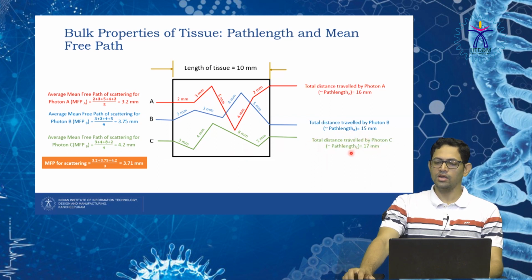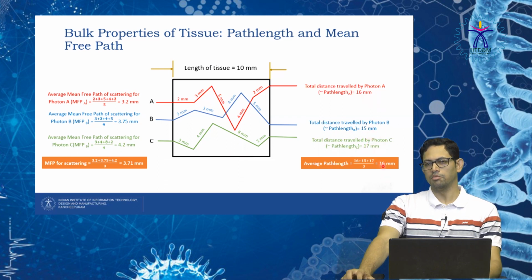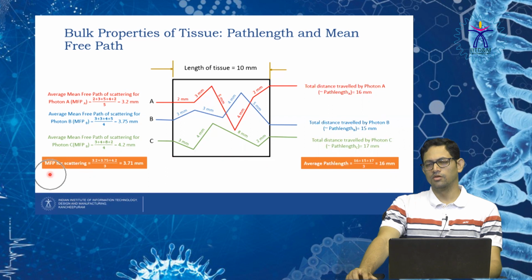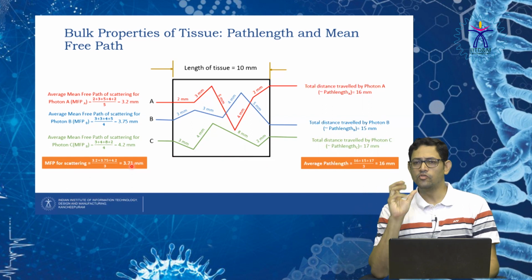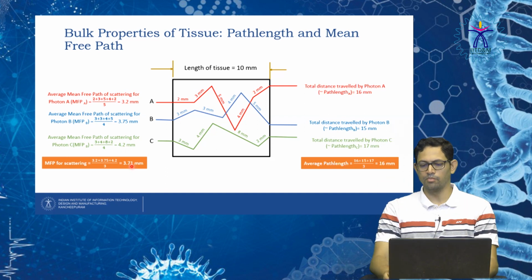So now I can come up with a new figure which is known as average path length. Considering there are only 3 photons, it would be just the addition of these divided by the number of photons, that is around 16 mm. So now you have 2 definitions, that is mean free path for scattering, that is the distance that a photon may travel before it scatters or before it interacts and changes its direction. Okay, that is important.